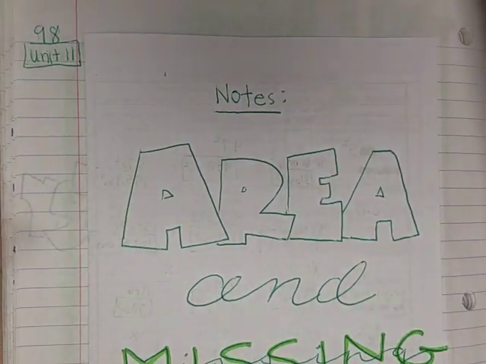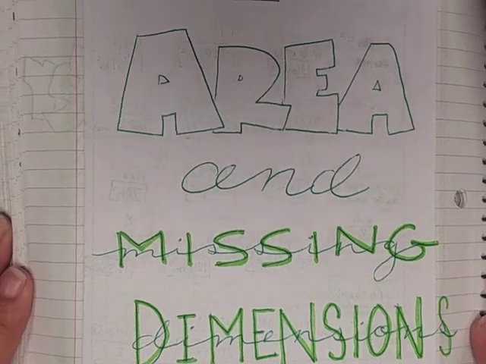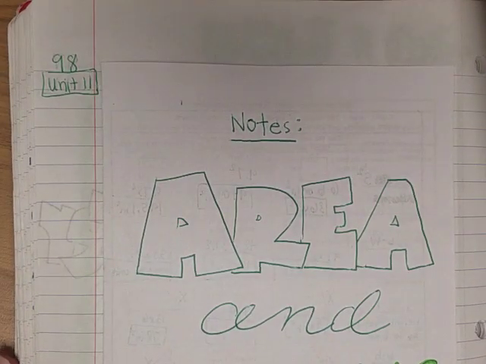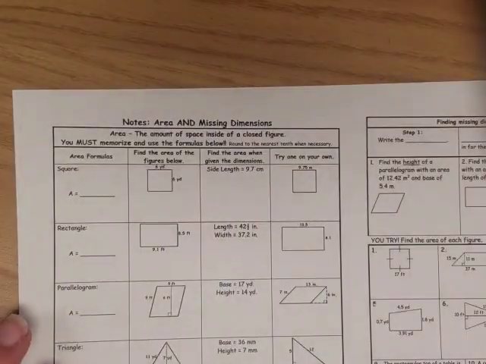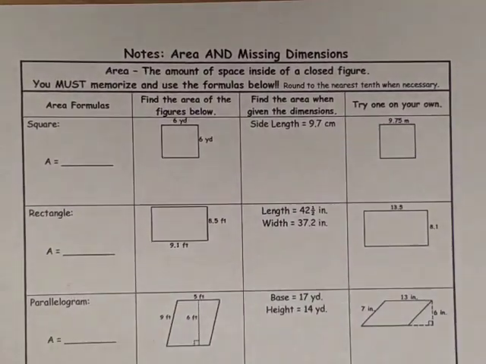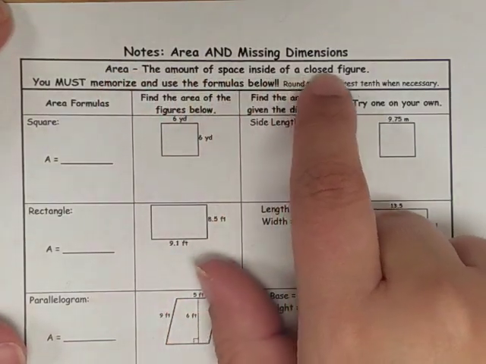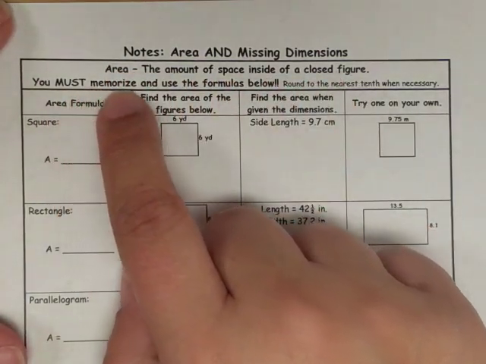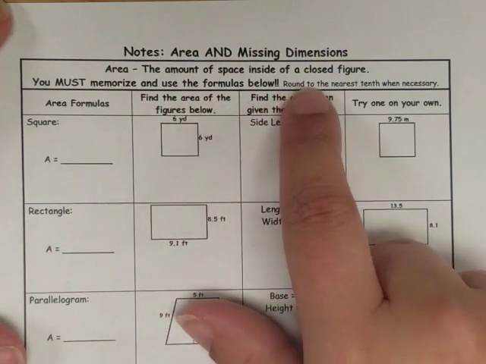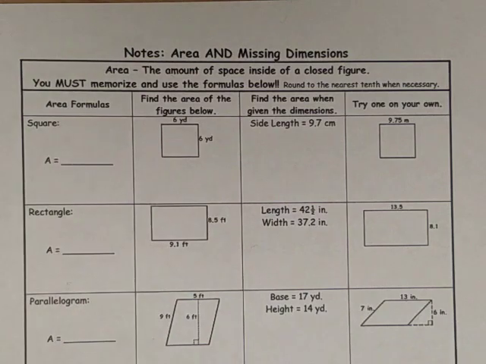Hi, good afternoon. These notes are on area and missing dimensions, and this should be page 98 in our notebook. So at the very top, we have a few things that we need to make sure that we understand. That area is the amount of space inside of a closed figure, and you must memorize these formulas below. And when we're working with these formulas, we're going to round to the nearest tenth when necessary. Sometimes we'll just do the hundredths place if it goes to the hundredths easily.